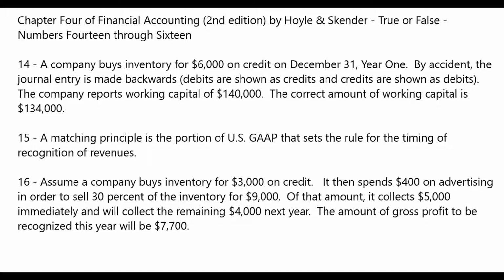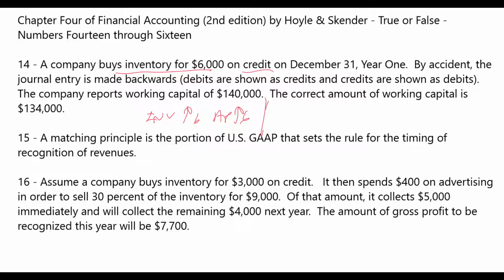And here are our last three true-false questions. I think we've done a good job of getting through the first 13. Let's see if we can get these last three. Company buys inventory for $6,000 on credit. So what happens here is that inventory went up $6,000 and accounts payable also goes up by $6,000. You know that's what happened. They bought inventory on credit.